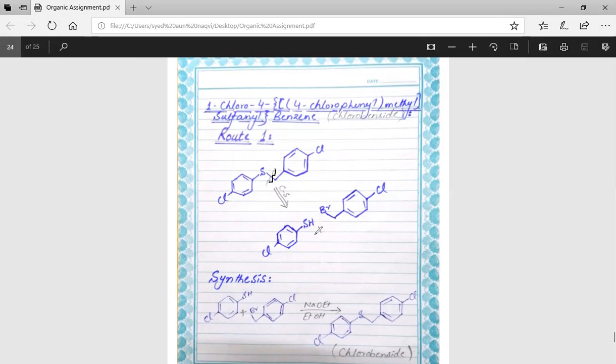If we remove hydrogen at this position and bromine at this position, then we will have a positive ion and here a negative ion. So that will make them synthons. Here these are reagents. When we combine these two simpler molecules in the presence of sodium ethoxide and ethyl alcohol, we will have chlorbenside. This is a pesticide and is used to kill ticks and mites.